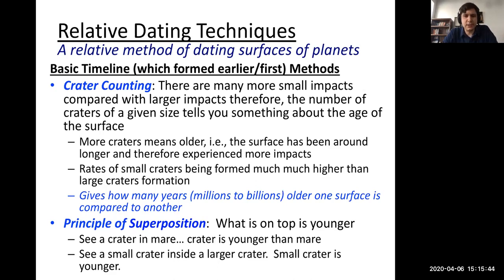Another thing that we can use is called the law or the principle of superposition, which is the younger material is on top. So let's imagine we form ourselves an impact crater, and then some geological event happens, which creates a cliff inside that impact crater. So you have the impact crater, and then you see a cliff running through it. Well, what had to form first? You had to form the crater before you could form the cliff that went through it, telling us that the crater is older than the cliff. What is on top is younger.